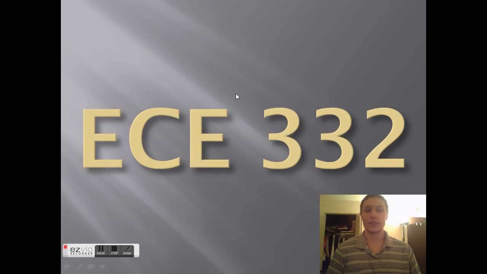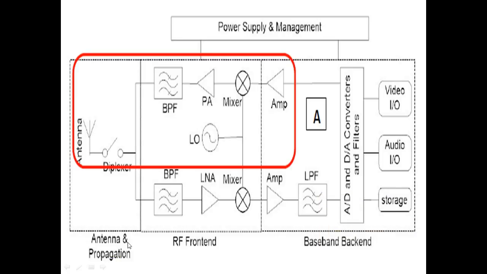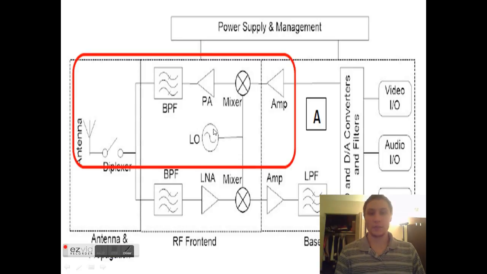Now, the next thing is 332. The same circuit from earlier, it's the cell phone, and it's good to know what the signals go through here, but it's also good to know what the actual elements do. These amps in here are usually common source amplifiers.